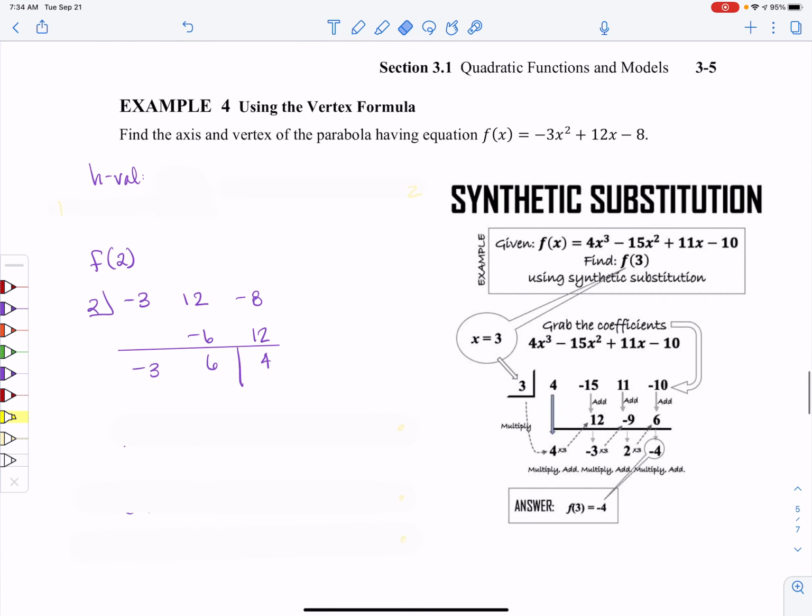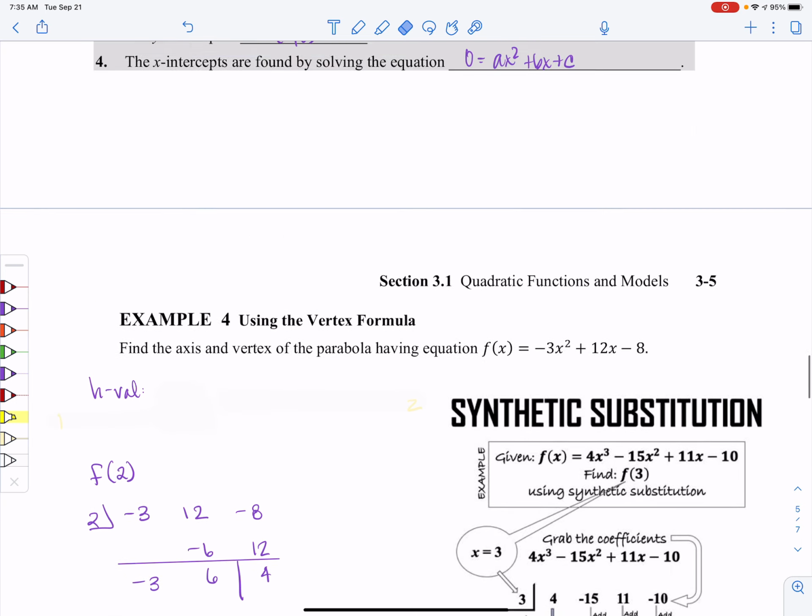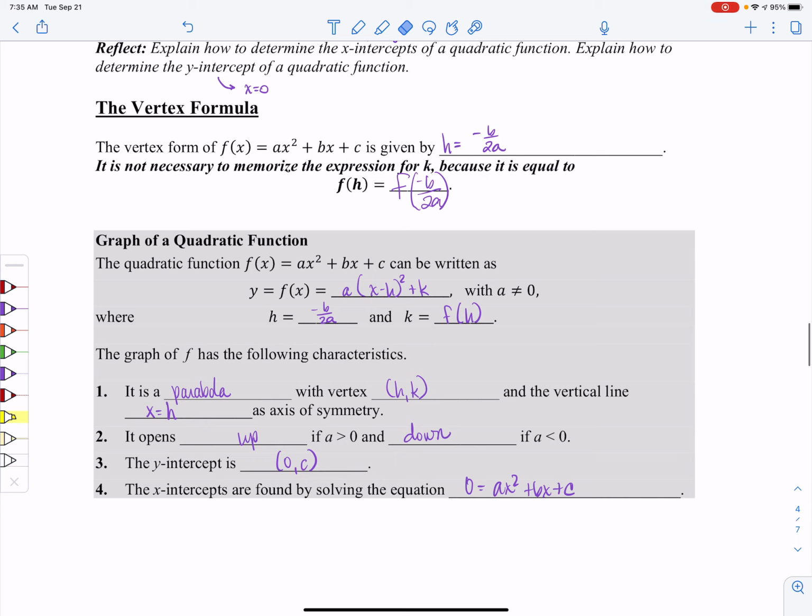All right, now let's jump into example number 4, and I'm going to introduce a bit of a new concept here. So we're asked to find the axis and the vertex of the parabola with the given equation. Well, the first thing I need to do is I'm going to use my shortcut. I'm going to use this to get the h value of my vertex, the x value of my vertex. I'm going to do negative b over 2a.